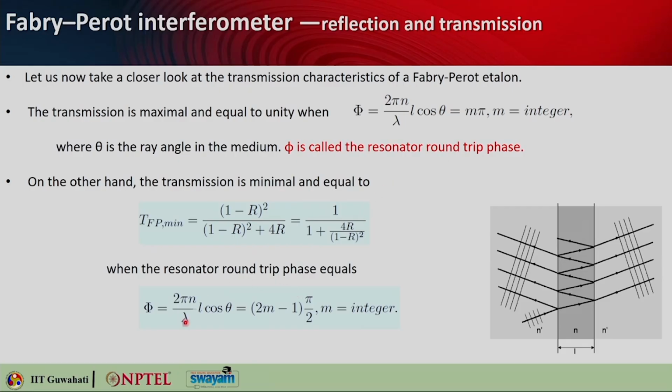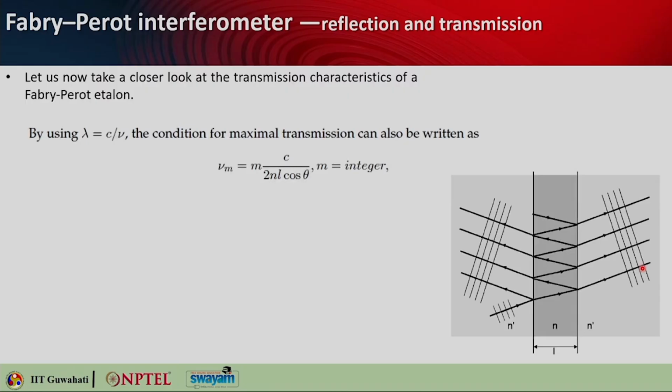So in that case you can also find out what the maximum transmission will be. But in the other case, when the round trip phase difference is an odd multiple, or you can say 2m minus 1 times pi by 2, in that case it will give a minimum in the transmission, because all these waves will destructively interfere. That is how Fabry-Perot is able to do the filtering. Only at certain wavelengths you will get very sharp transmission, other wavelengths will be blocked.